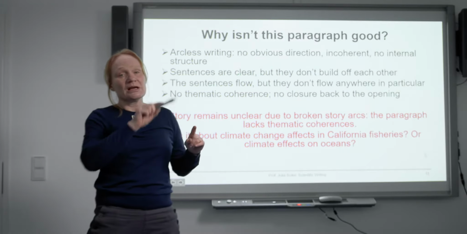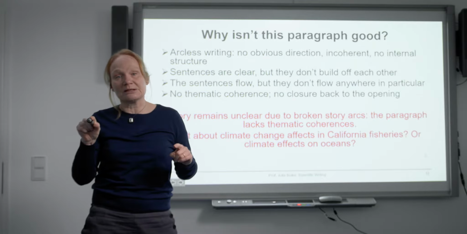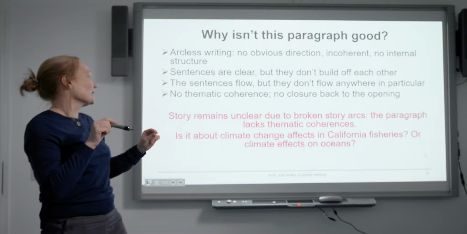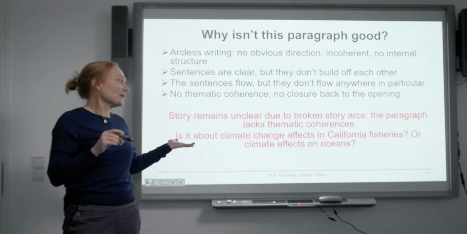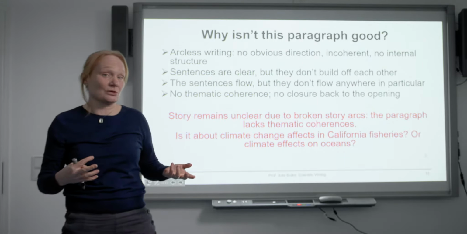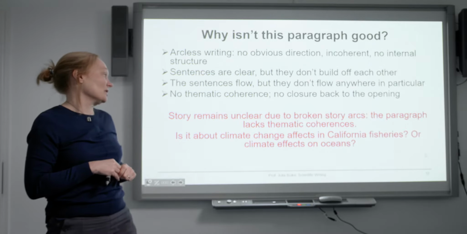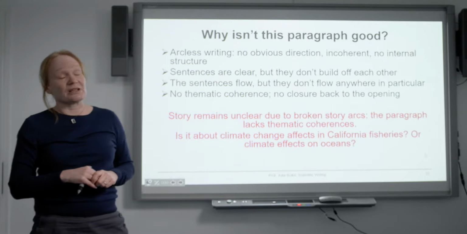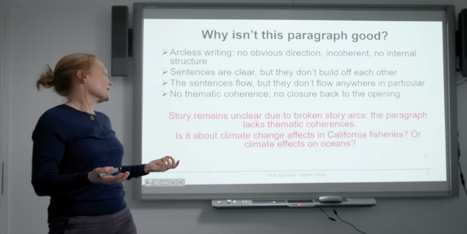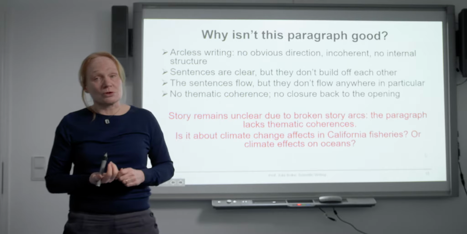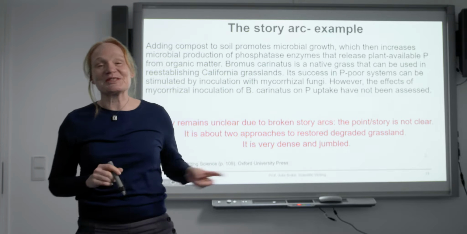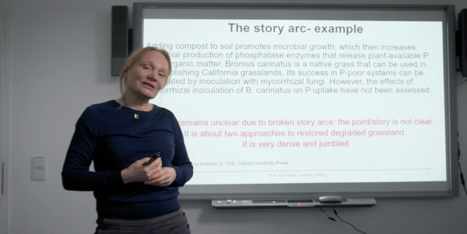Very important. As I showed you before, the arcs have to be connected, but the connection is not there from the beginning to the end. So the broken story arcs basically mean that I don't have thematic coherence and I get frustrated. For example, is this paragraph about climate change effects on California fisheries, or is it about climate effects on oceans? I simply don't know. So I have another of these examples for you, and this is by Schimel himself.